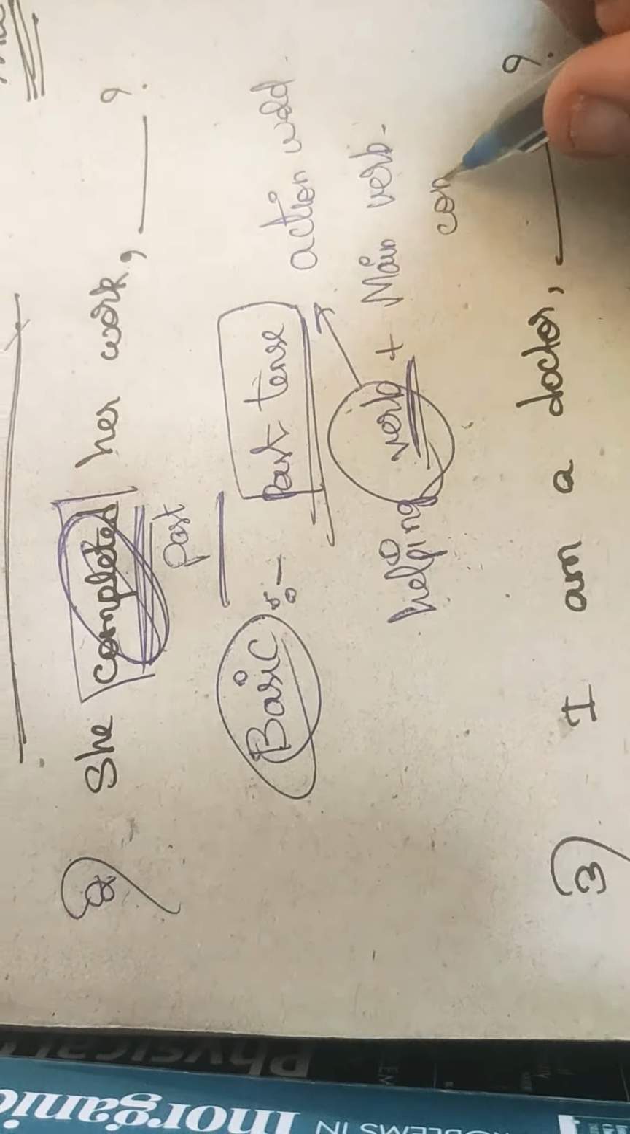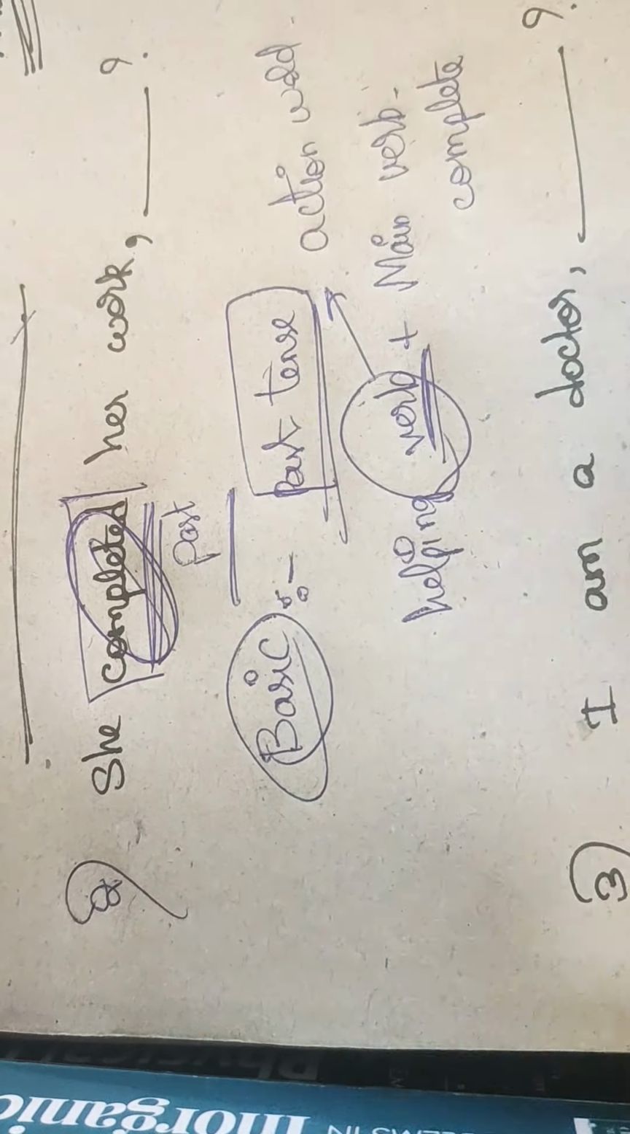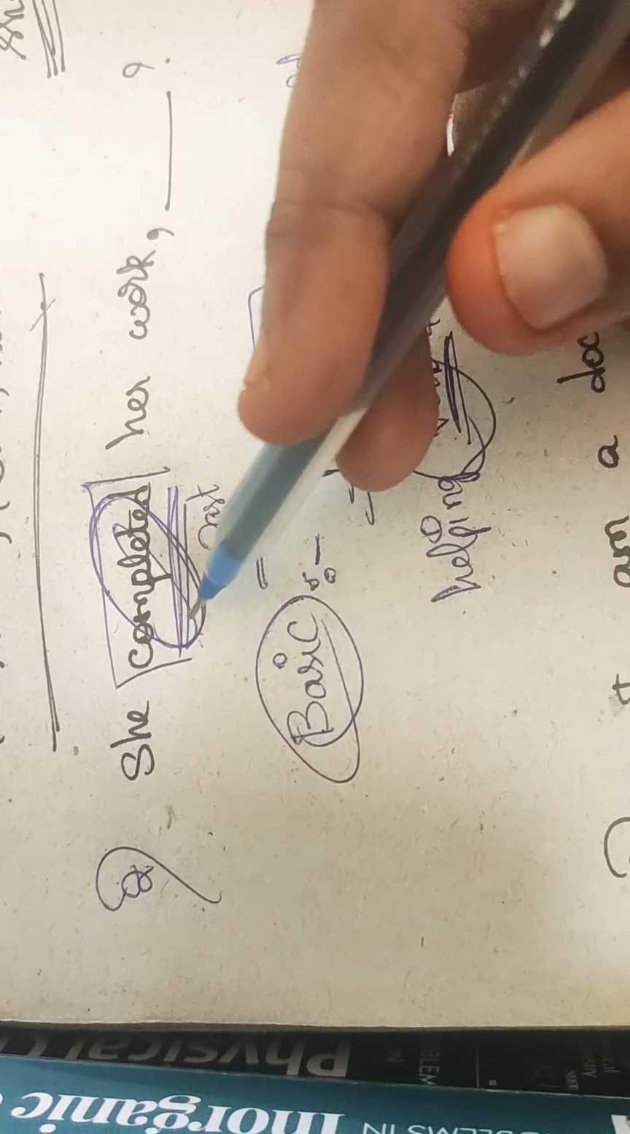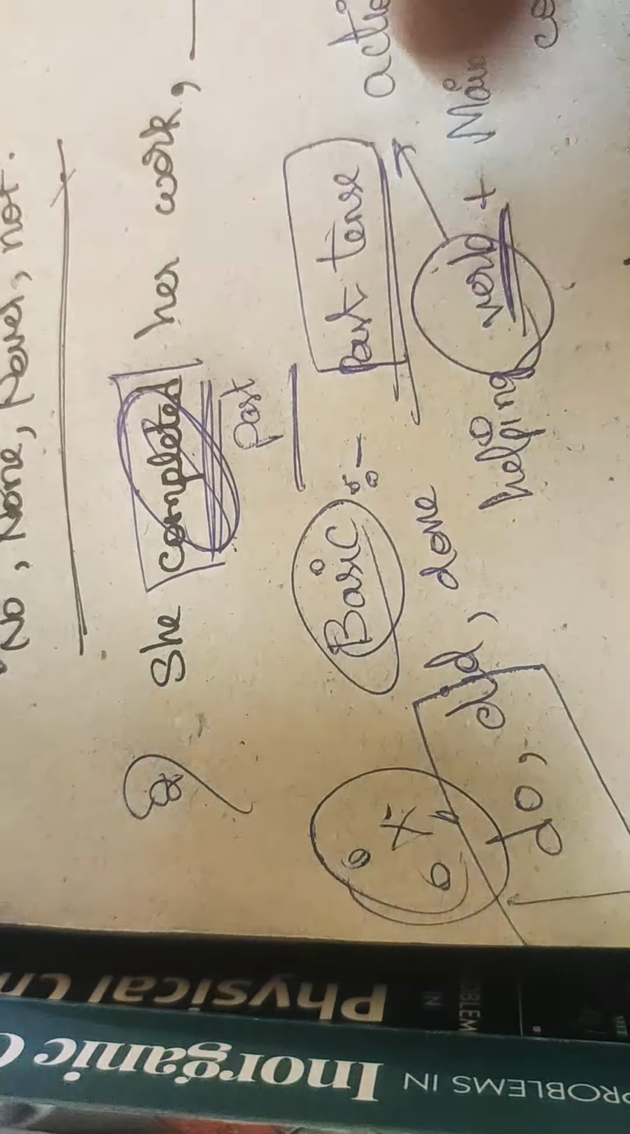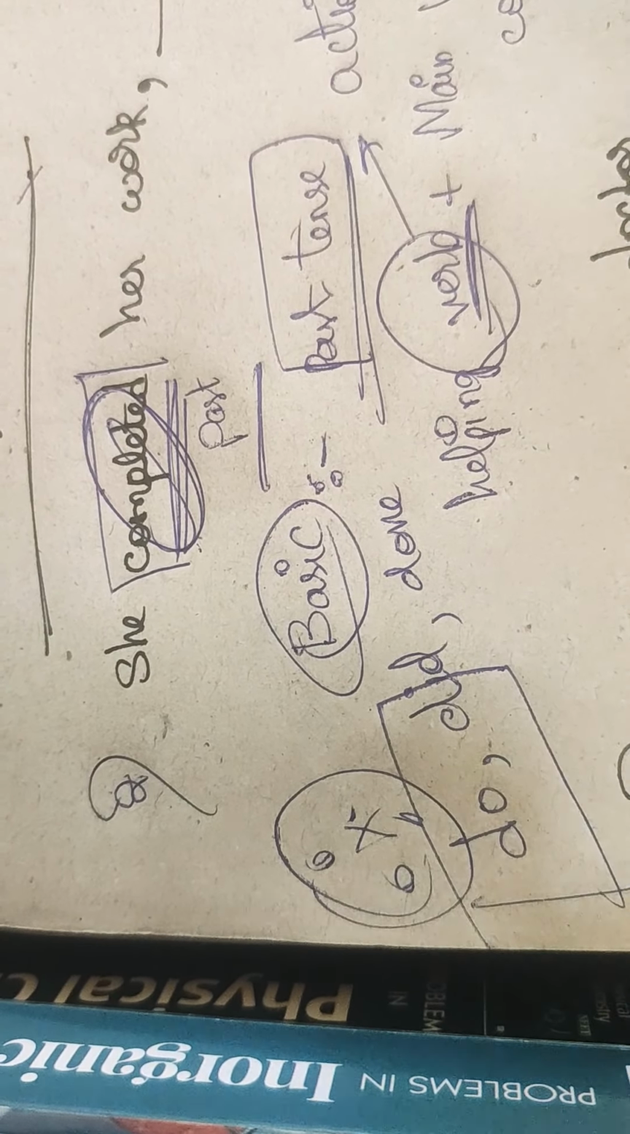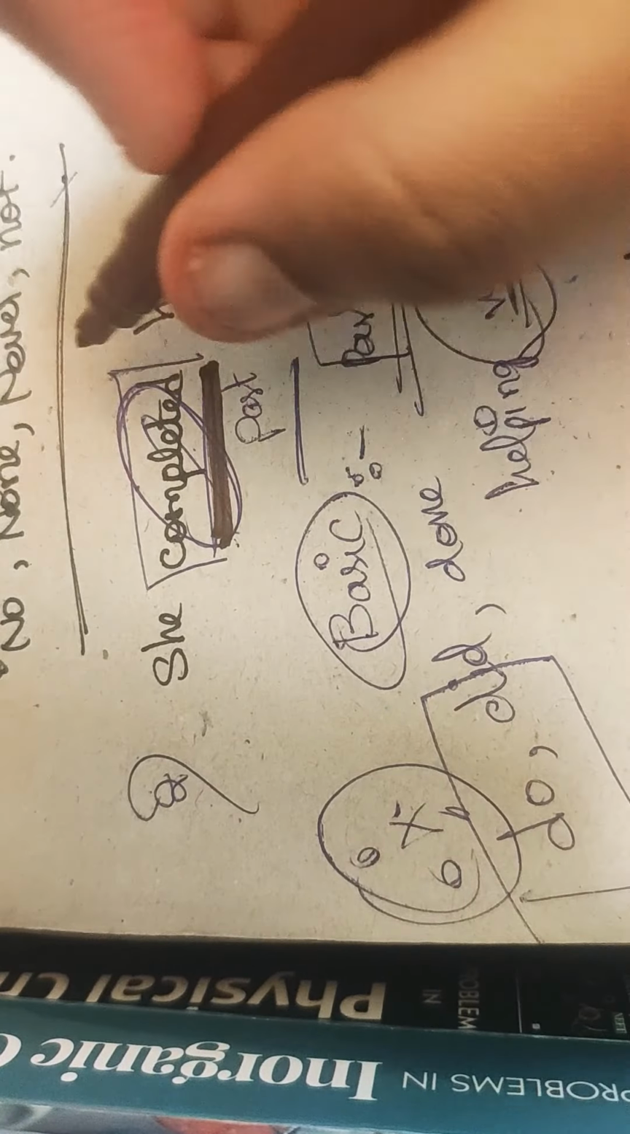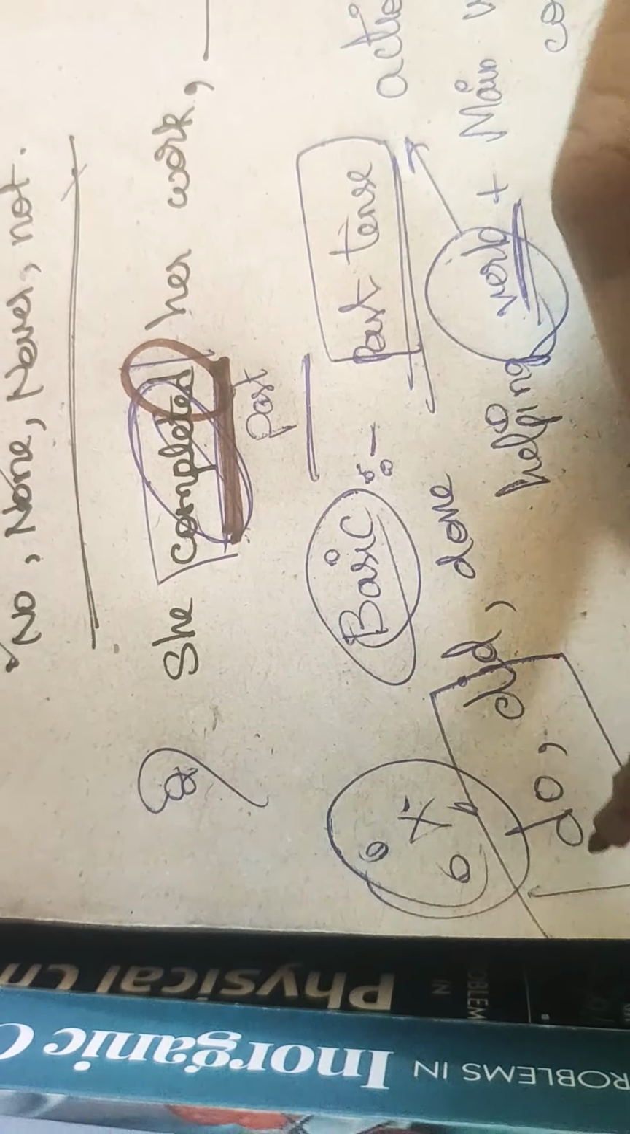The main verb here is complete. What is the helping verb? See, three verbs are there: do, did, done. But here these two things alone you must remember. If it is present, it is do plus complete. If it is like this, it is did plus complete. So it is in past tense. So here did is a past tense.